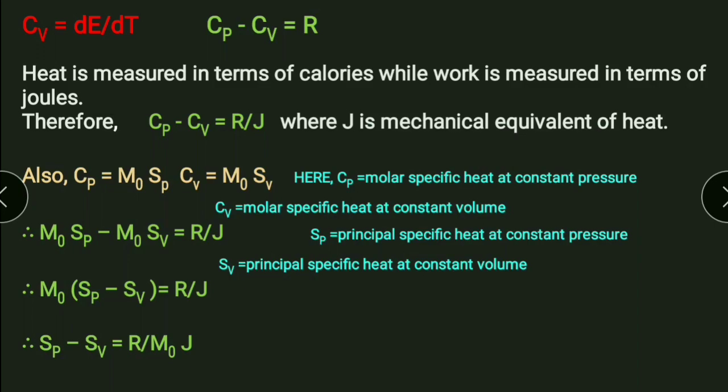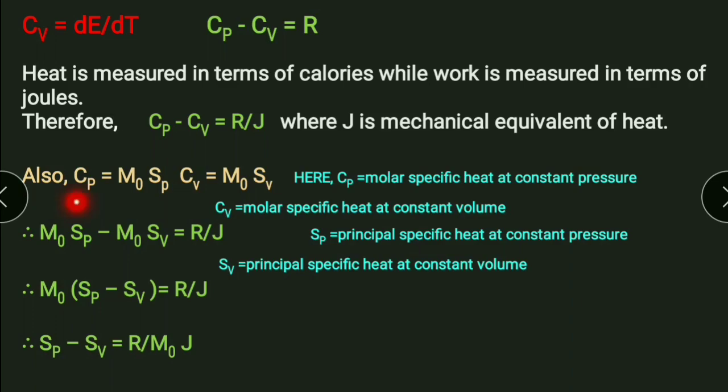Also, we saw these two relations in 11th standard: Cp equals Mo Sp and Cv equals Mo Sv. Here Cp is the molar specific heat at constant pressure, Sp is the principal specific heat at constant pressure, and Mo is the molar mass. Similarly, Cv is the molar specific heat at constant volume, Sv is the principal specific heat at constant volume, and Mo is the molar mass. These two equations give the relation between molar specific heat and principal specific heat.